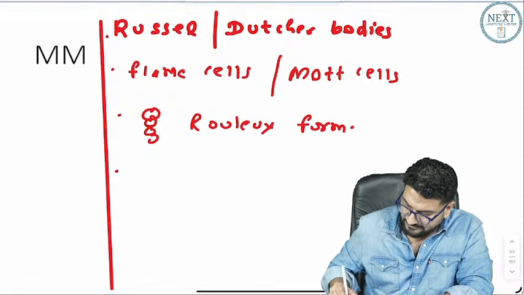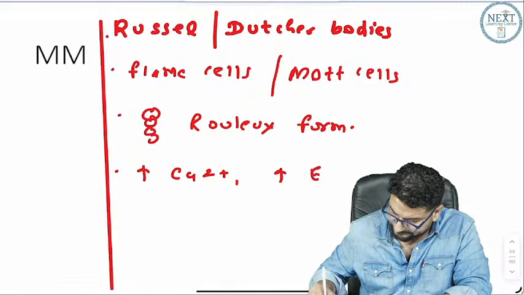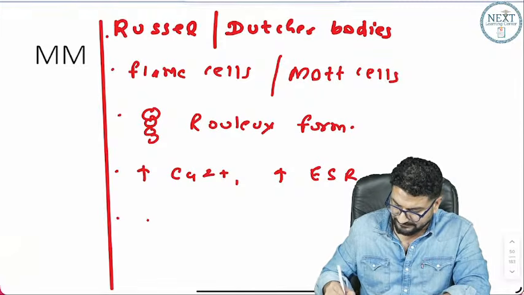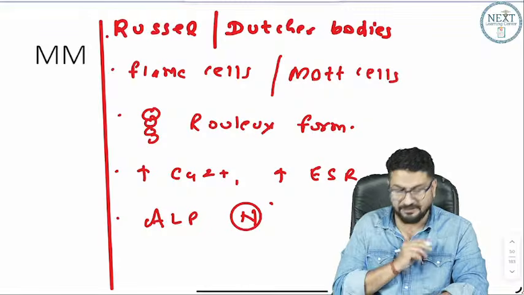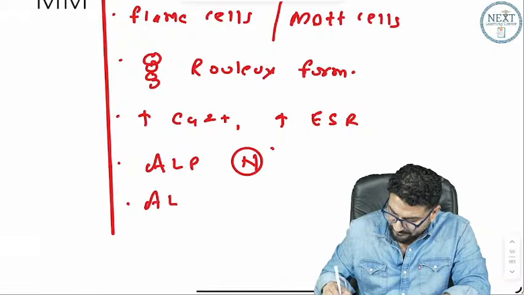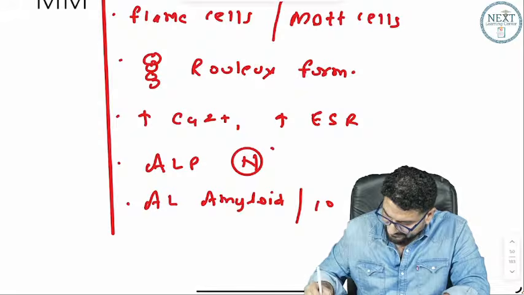Rouleaux formation. Then remember in multiple myeloma, calcium is increased, ESR is increased. But what is normal? Alkaline phosphatase is normal. Alkaline phosphatase value will be normal. It does not increase. Is it clear? In multiple myeloma, you will see amyloid. Which amyloid? AL type of amyloid. AL amyloid is also called primary amyloid.